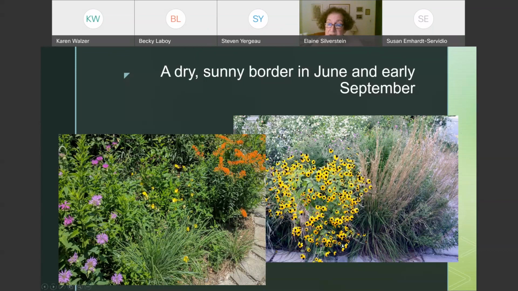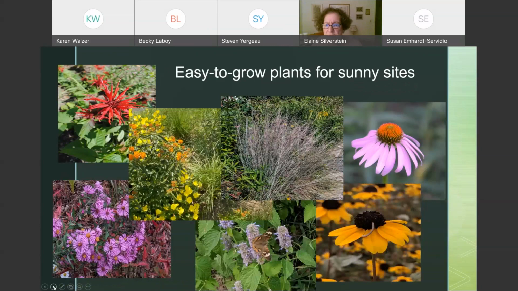And then again, as I said, I would not cut anything down until the following spring. This is a very small area. It's maybe 6 feet by 4 feet. But there can be a lot going on in a small area. So just a few very easy to grow plants for sunny sites. And I've already mentioned most of them.